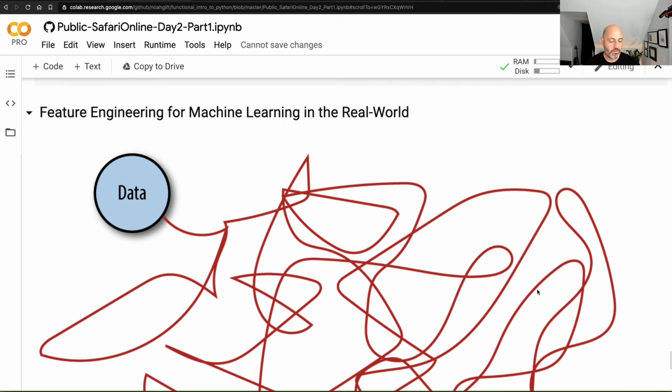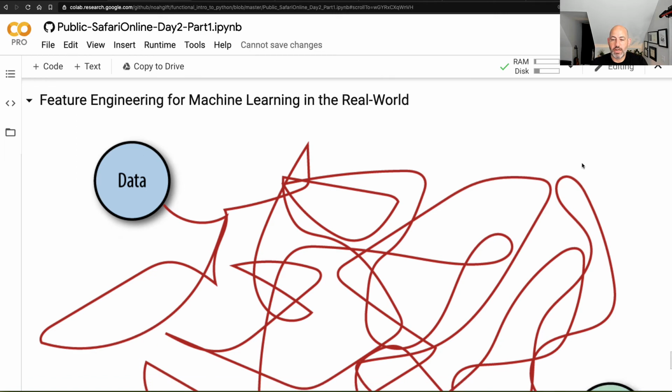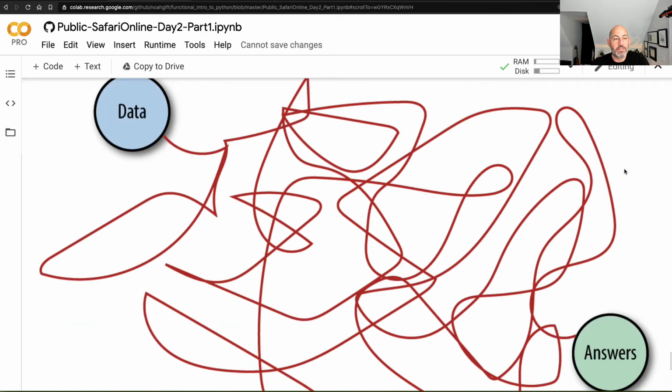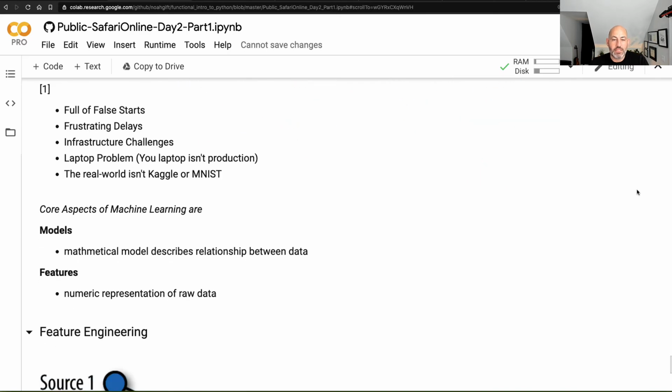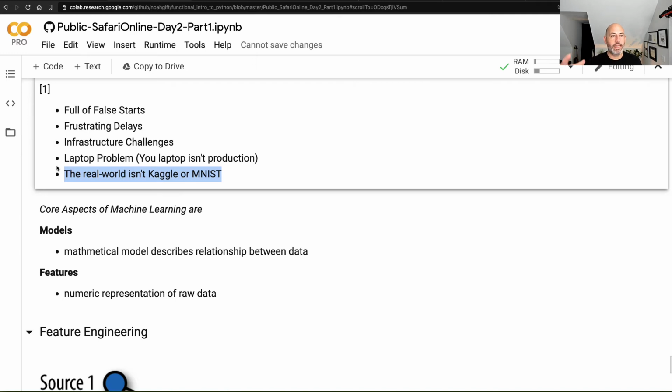And this is a picture from an O'Reilly book about feature engineering, and I would say it's a very true example of what I just showed you. A lot of times you start with the data and then you just go everywhere, and you don't even know where you started almost, and then you get to the answer. So it's not a straight line, and it's full of false starts, frustrating delays, infrastructure problems, a laptop problem. Your laptop isn't production. In the real world, these aren't toy data sets.